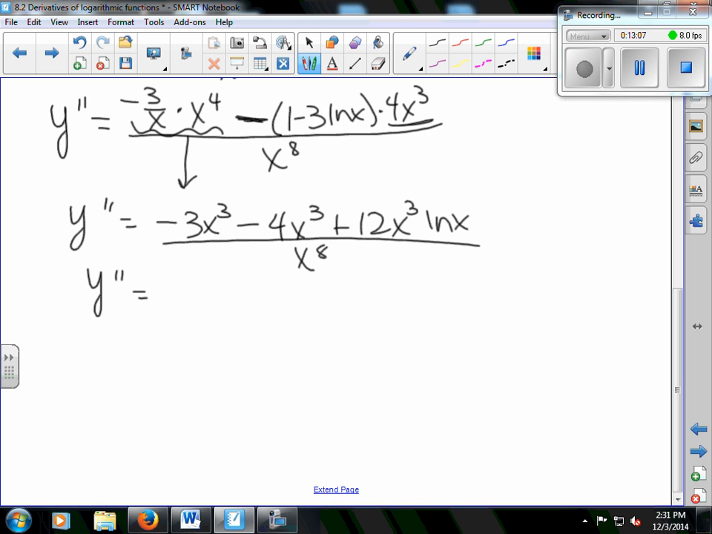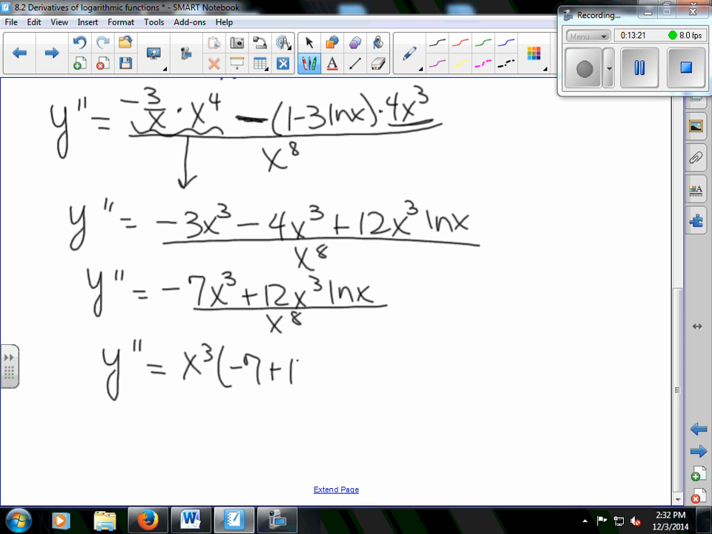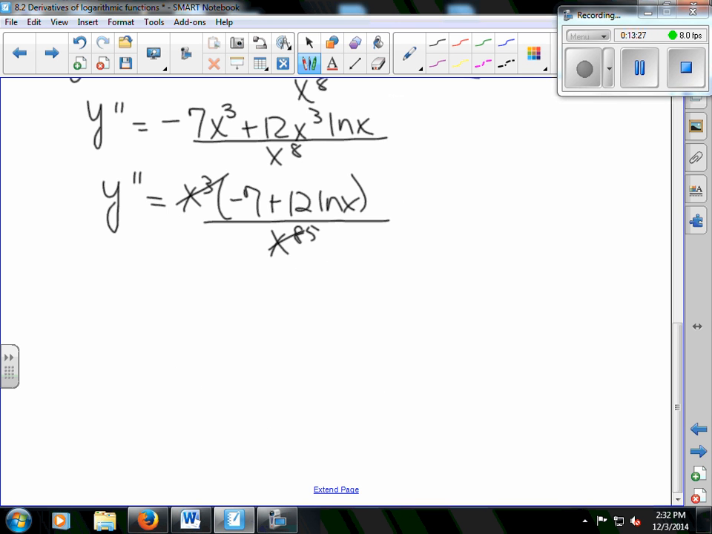Go ahead and collect your x cubed terms. That's negative 7x cubed. And factor out an x to the 3rd and cancel it. We have negative 7 plus 12 ln x. Canceling, that makes that a 5. So your final second derivative is negative 7 plus 12 ln x over x to the 5th.